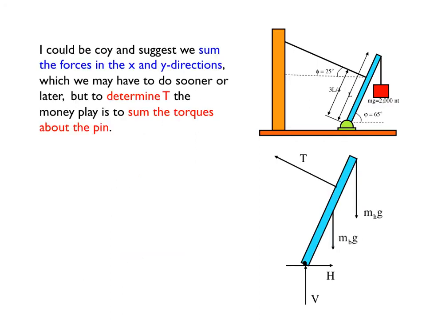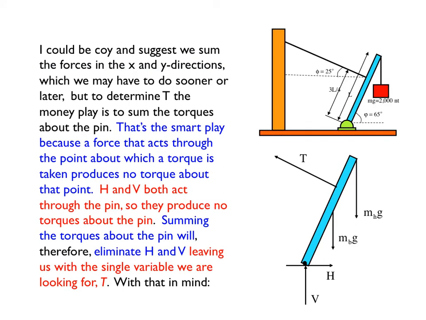So we're trying to figure out what the tension in the line is. Most people, just because they're familiar with Newton's laws in the translational version, might be inclined to sum up the forces in the x and the y direction and break things into component parts, because that's what they're familiar with. But the best way to go about this is to sum up the torques about the pin. The reason why this is the smart thing to do is because you have these two unknown forces, H and V, acting at the pin.